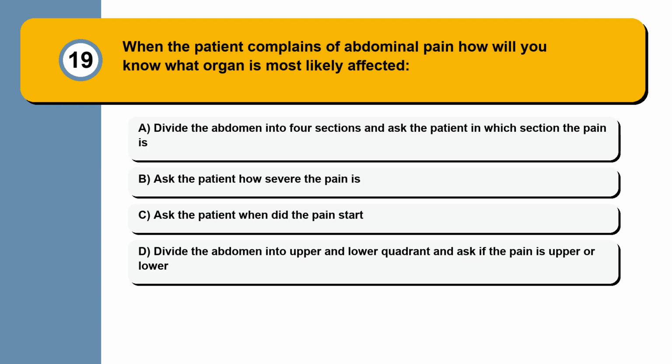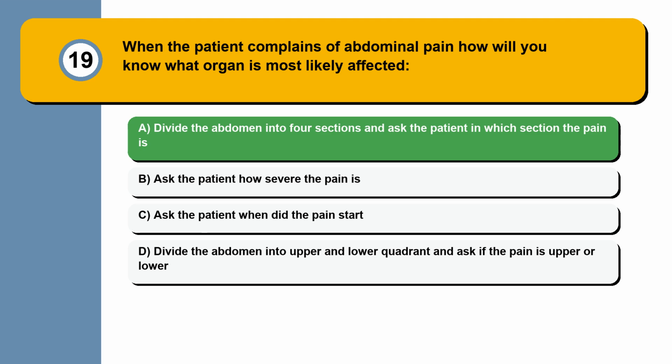Question 19. When the patient complains of abdominal pain, how will you know what organ is most likely affected? Here are your options. Option A. Divide the abdomen into 4 sections and ask the patient in which section the pain is. Option B. Ask the patient how severe the pain is. Option C. Ask the patient when did the pain start. Option D. Divide the abdomen into upper and lower quadrant and ask if the pain is upper or lower.